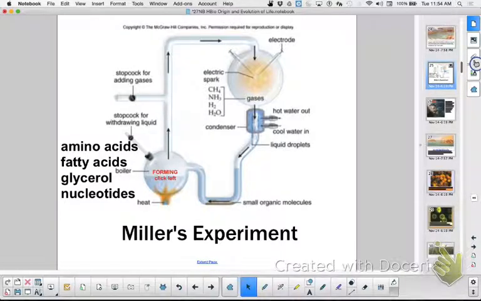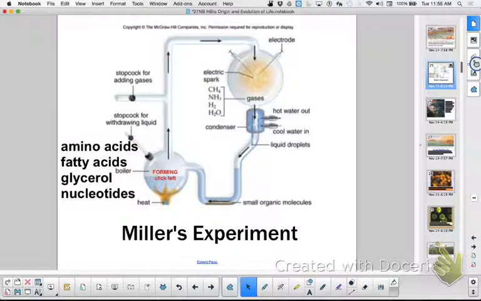Now, another idea is that some of our organic molecules could have also come from comets or meteorites, extraterrestrial, like inoculation. So that's another hypothesis. So it was also proposed that organic molecules had extraterrestrial origins, like comets and meteorites. So that's our first step up, going from inorganic to organic.